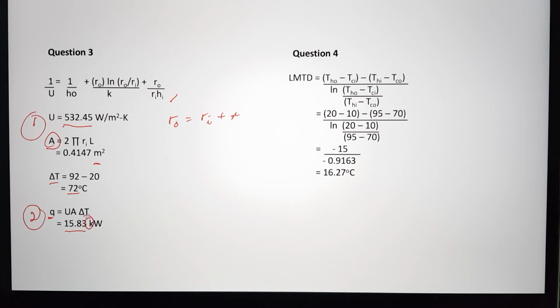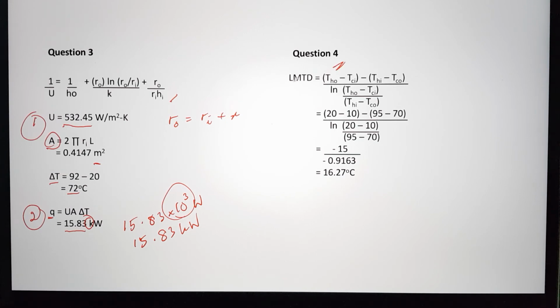Remember, I have simplified the answer by converting it to kilowatt. So it is supposed to be 15.83 times 10 to the power of 3 watt. Because this 10 to the power of 3 is equivalent to kilo, that is why I simplified the answer as 15.83 kilowatt. Alright, so now let's move on to question number 4.